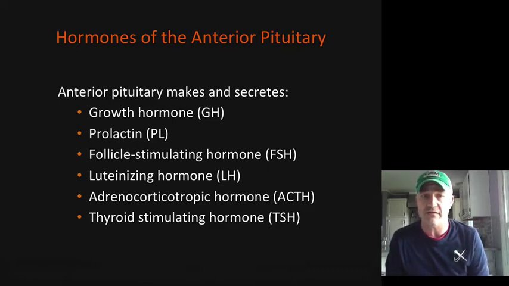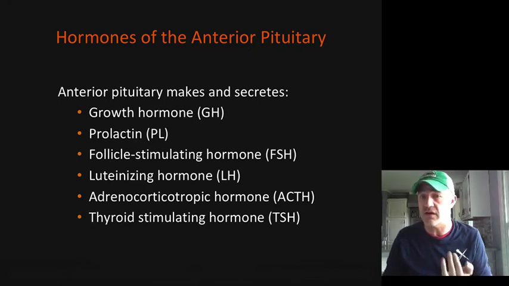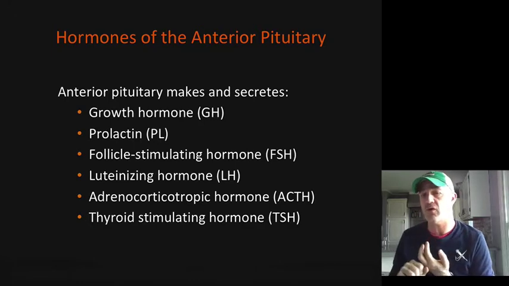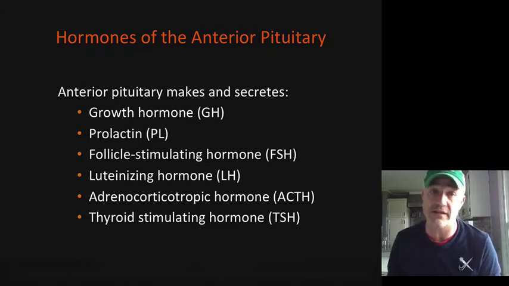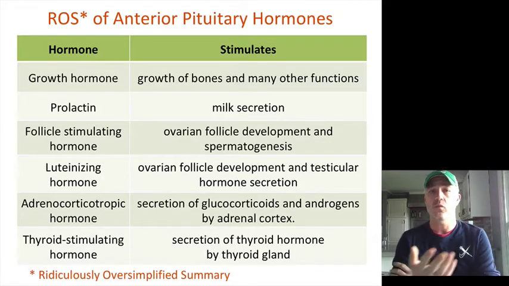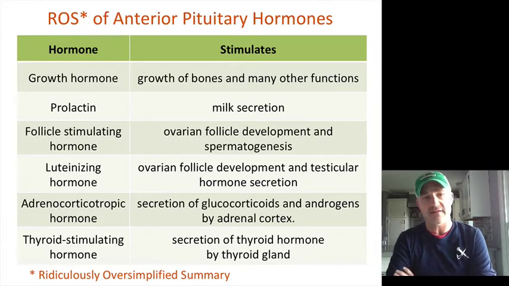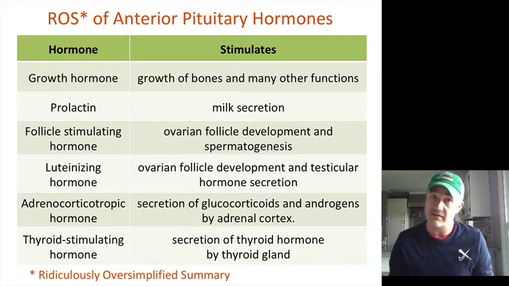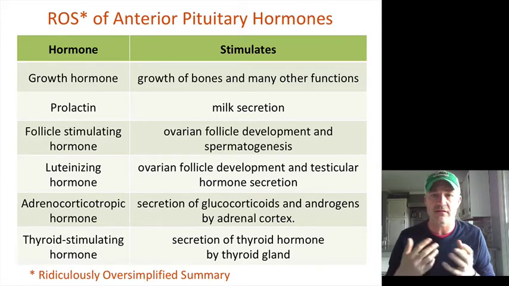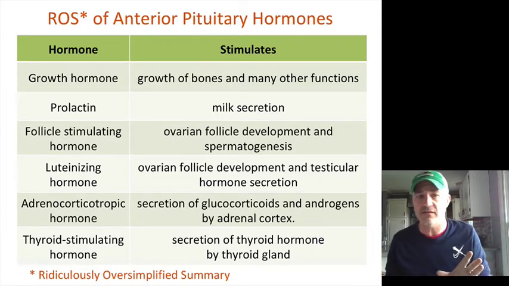So the anterior pituitary makes growth hormone, prolactin, follicle stimulating hormone, or FSH, luteinizing hormone, adrenocorticotropic hormone, very commonly called ACTH, and then thyroid stimulating hormone, or TSH. What these are doing, like it says there, is a very simplified study summary. Growth hormone does a lot of what it says here. Growth hormone is released especially through our younger years, but even throughout life. It aids in the growth of bones and the growth of muscle.